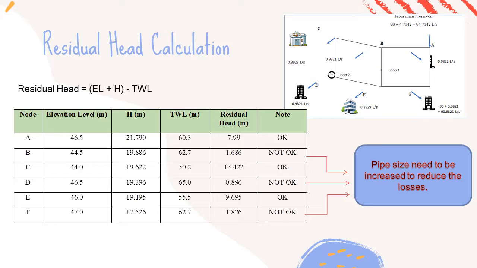Next, we have to determine the residual head. In this calculation, we use the formula to determine the residual head. If you guys notice, at this node there are OK and not OK residual head. The OK residual head is more than or equal to 0.6, but the not OK residual head is less than 0.6 meter. So for not OK residual head, we have to increase the pipe size to reduce the losses.